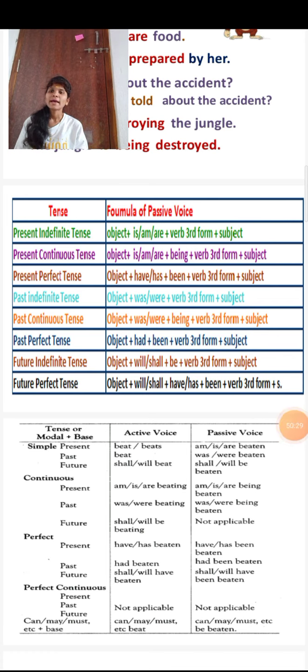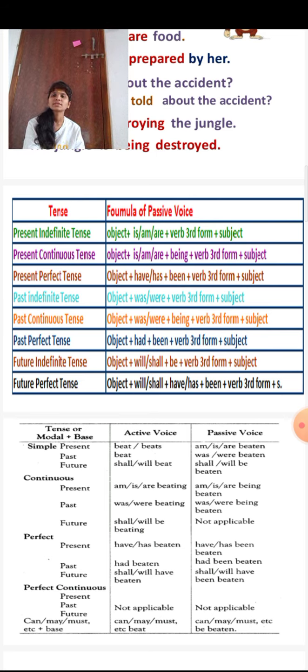There is no passive voice formation for certain tenses. Among all 12 tenses, there is no passive formation for these. So what are they? First one is the present perfect continuous tense, second is the past perfect continuous tense, third is the future perfect continuous tense, and the final one is the future continuous tense.